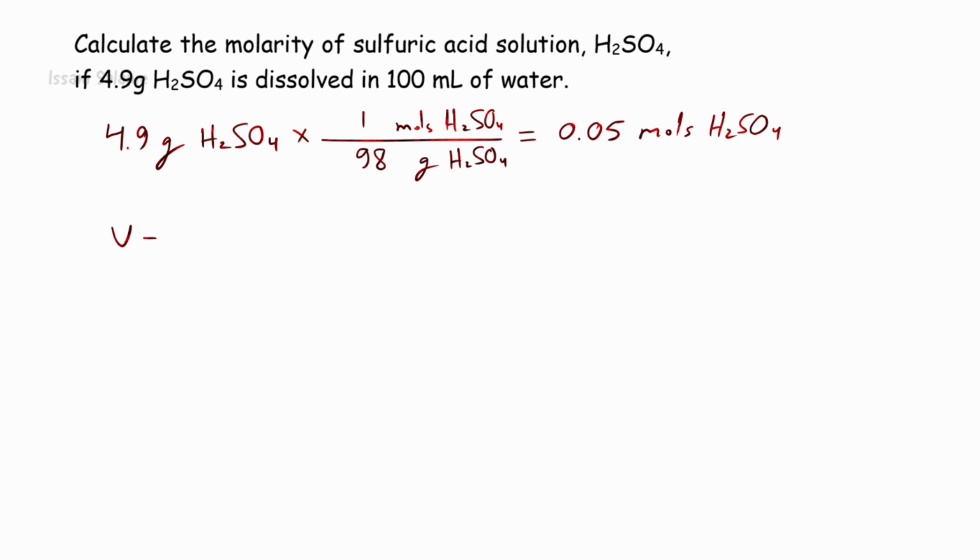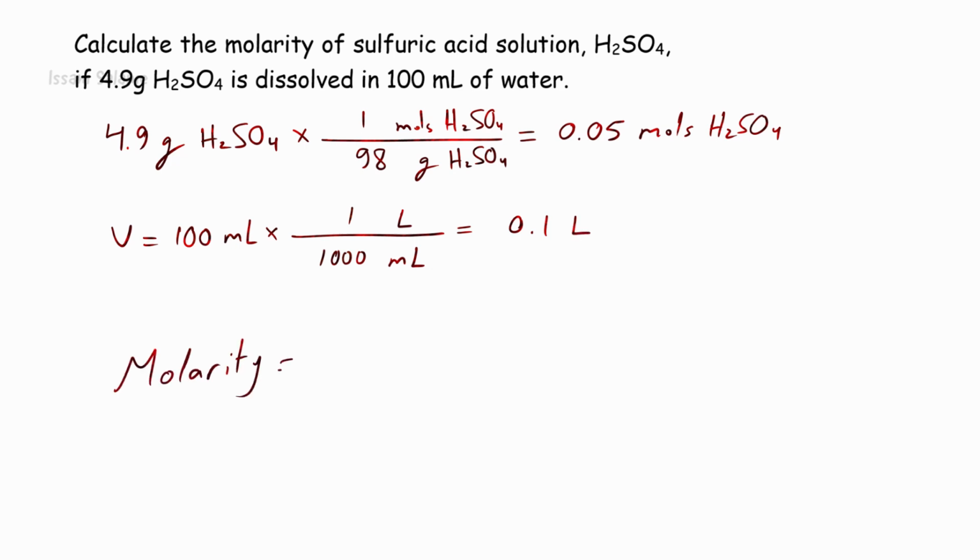And now we have to convert the volume to liters. We write 100 milliliters, we multiply it with a fraction, we put milliliters in the denominator and liters in the numerator, 1 next to liters and 1000 next to milliliters. We do the multiplication, we find the volume, it's equal to 0.1 liters. And finally, molarity is equal to number of moles divided by volume, which is 0.05 moles divided by 0.1 liters, which is equal to 0.5 molar.